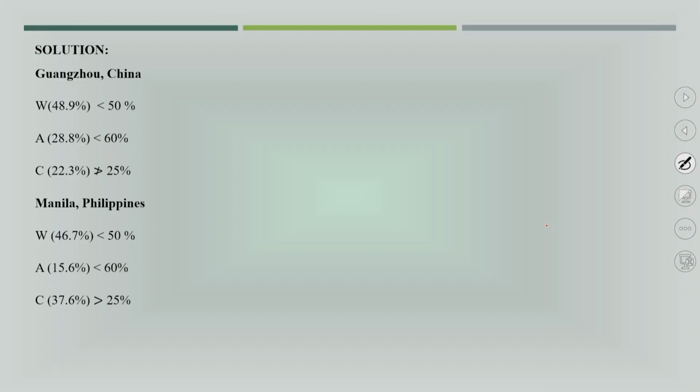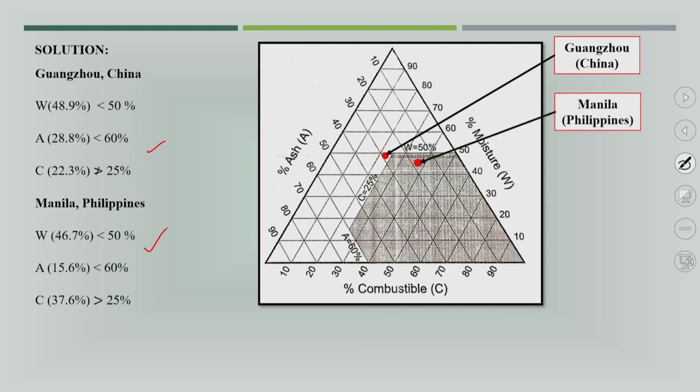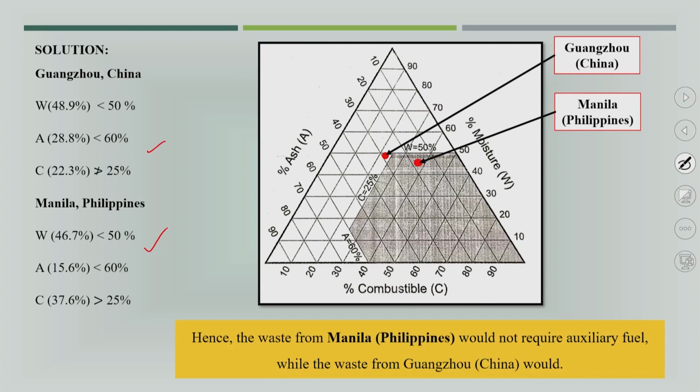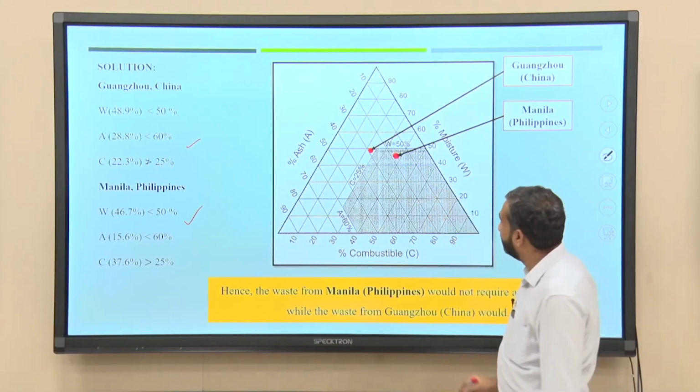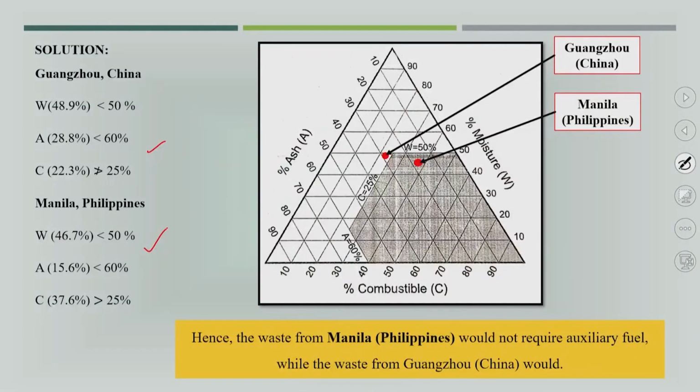Now, this is the Guangzhou, China characteristic, and this is the Manila characteristic. We will first put the Guangzhou one. Guangzhou, China is coming like this, and Manila, Philippines is inside this particular area. So, the answer is Manila, because it is feasible for the incineration process and does not require auxiliary fuel, but the China waste is out of that particular boundary.